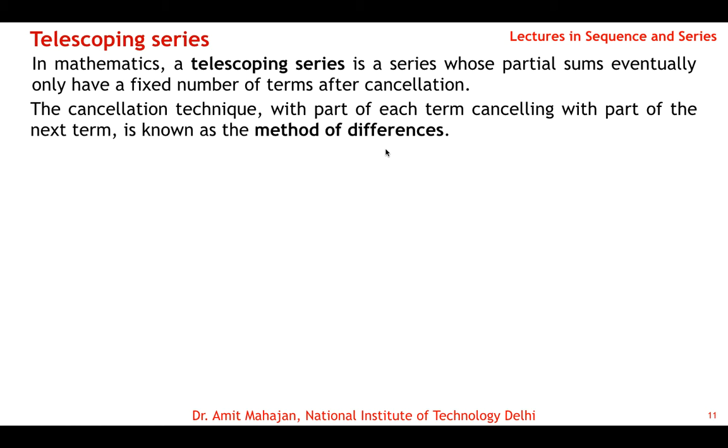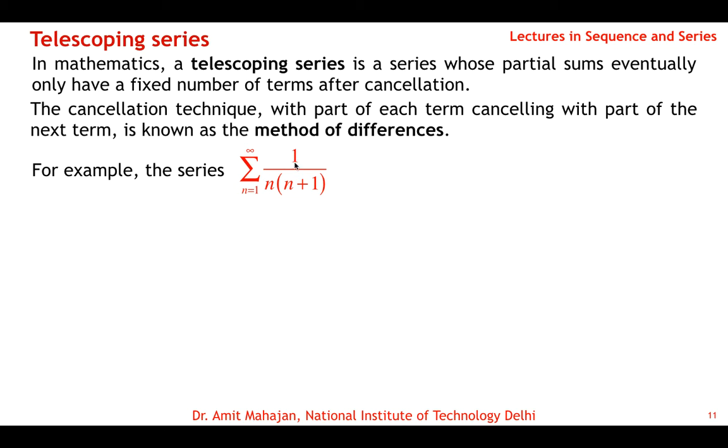So one last topic for today, and then we'll continue with other topics of infinite series in the next lecture. That is the telescoping series. In mathematics, a telescoping series is a series whose partial sums eventually only have a fixed number of terms after cancellation. The cancellation technique, with part of each term canceling with part of the next term, is known as the method of differences.